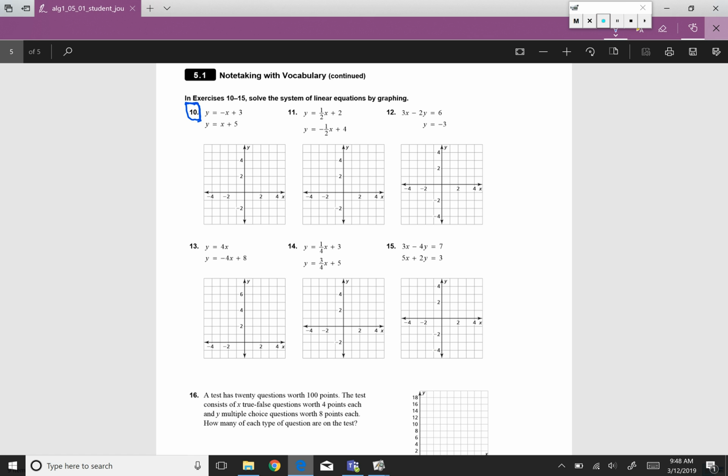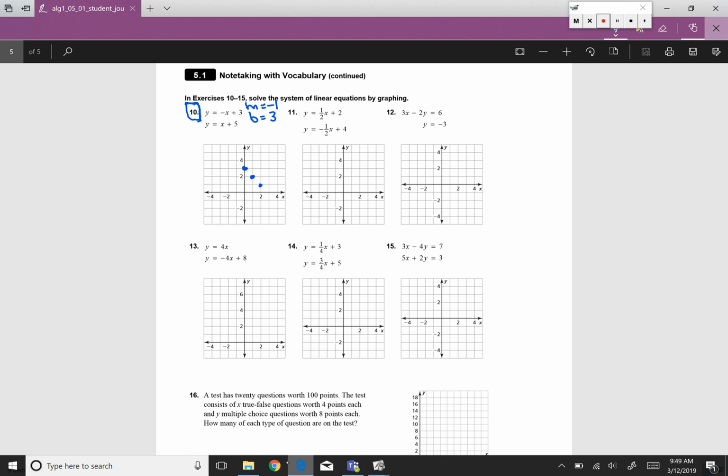These two in question 10, they're conveniently in slope-intercept form for us. So for our top equation, and again, you need to write things out, our slope is -1. Our y-intercept is 3. So we start on the y-axis, go up 3. Here's where we start. Now a slope of -1, we have a couple choices. We can go down and right.